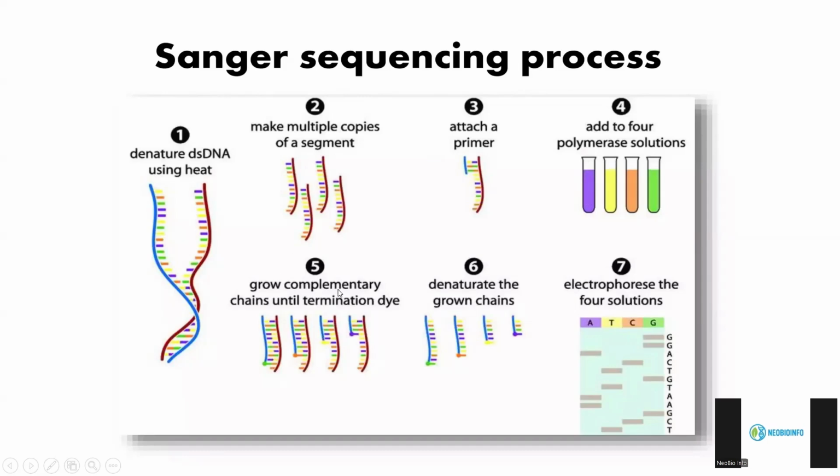And the next step, growing the complementary strand until termination by the dye. What is the terminating dye? ddNTP. Dideoxynucleotides are the terminating dyes. After that, we again perform denaturation of the grown chain. After that, we perform electrophoresis for the four solutions, and they give us the DNA sequence.